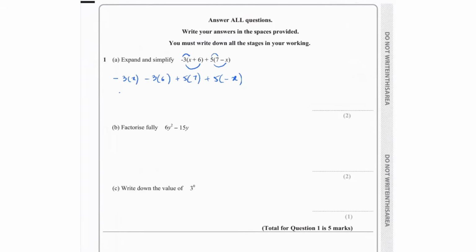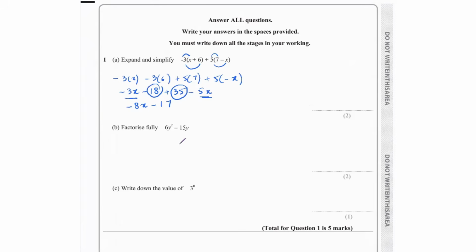-3 times x is -3x. -3 times 6 is -18. 5 times 7 is 35. And 5 times -x is -5x. Once you've expanded the bracket, the next thing you do is collect the like terms. For the like terms, the variables are like terms and the constants are like terms. So -3x minus 5x is -8x. And -18 plus 35 is going to be 17. So that's your expanded and simplified answer.